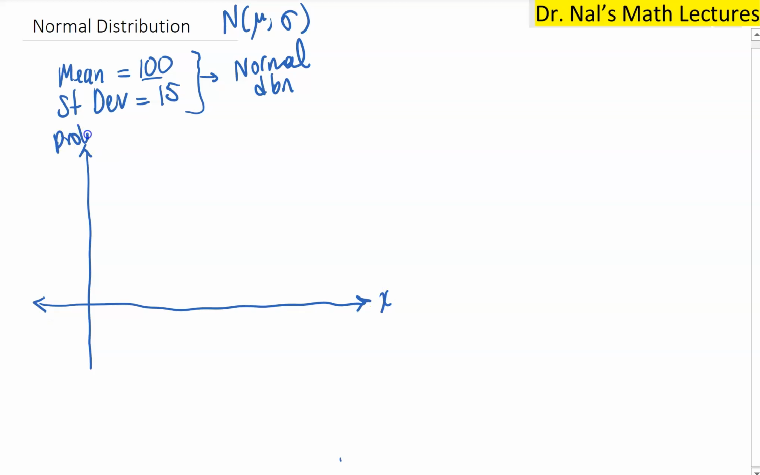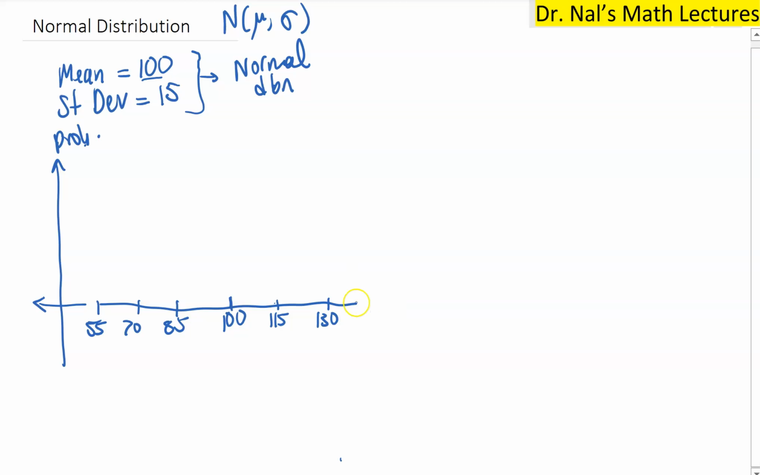So here we have the probabilities. The mean is at 100, and it's customary to go one standard deviation to the left and to the right. So 115, 85, add and subtract 15. Then go two standard deviations to the left and to the right. So 130 and 70, and so on. Then you can go three standard deviations, 55, and then one more standard deviation to the right, 145.